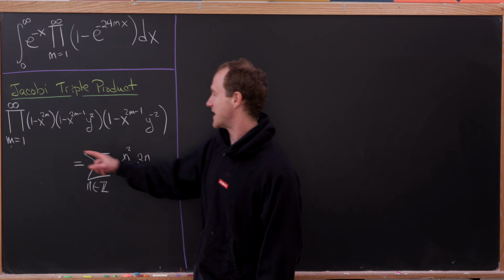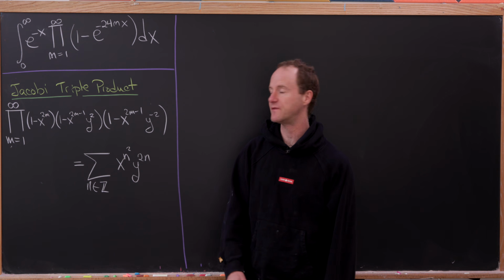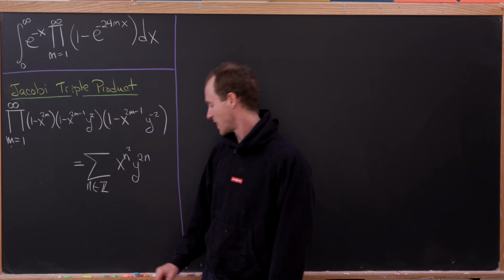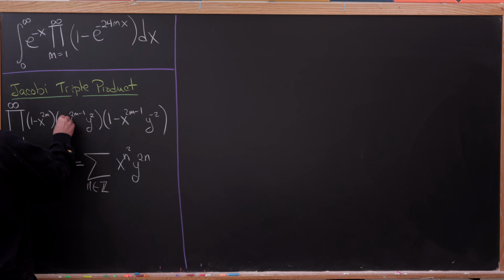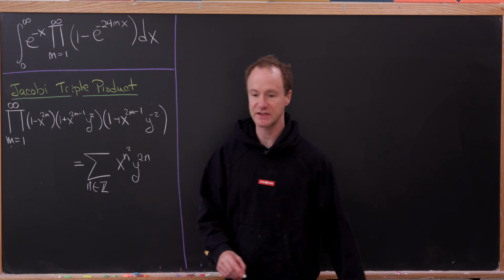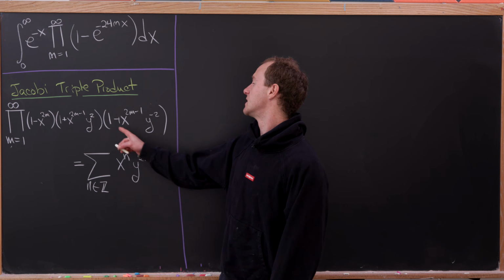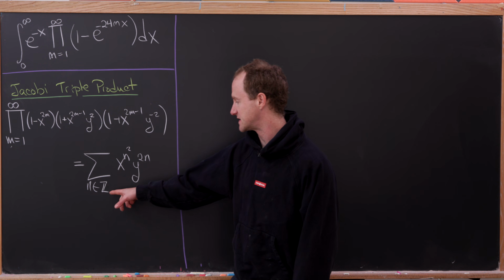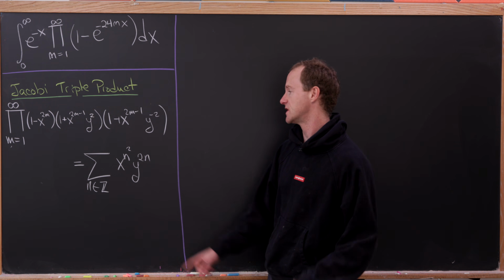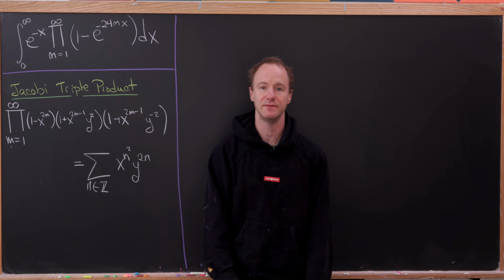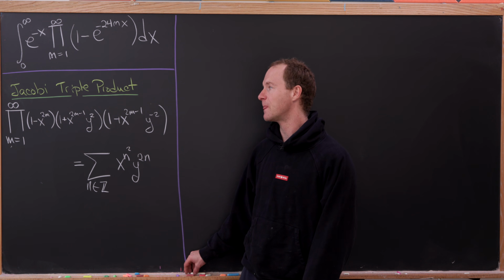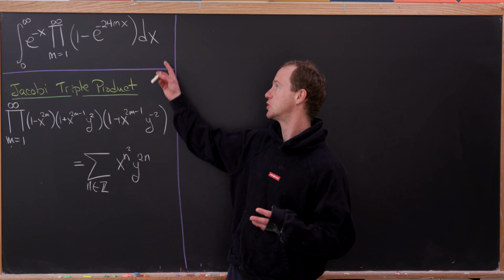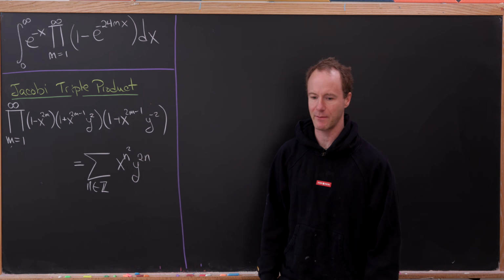And so that says that the product as m goes from 1 to infinity of this triple, 1 minus x to the 2m, times 1 plus x to the 2m minus 1 times y squared, times 1 plus x to the 2m minus 1 times y to the negative 2, is equal to the sum as n goes over all integers of x to the n squared times y to the 2n. And we're going to prove this, or mostly prove it, and then use it as a tool to calculate the integral which I have at the top of the board.